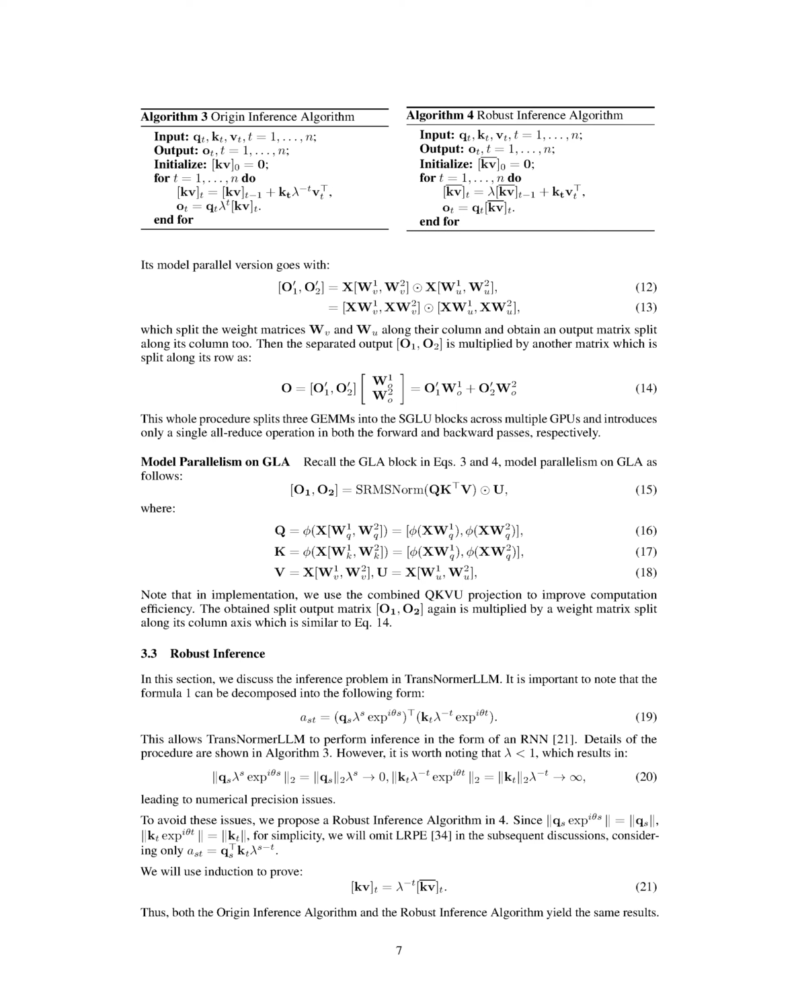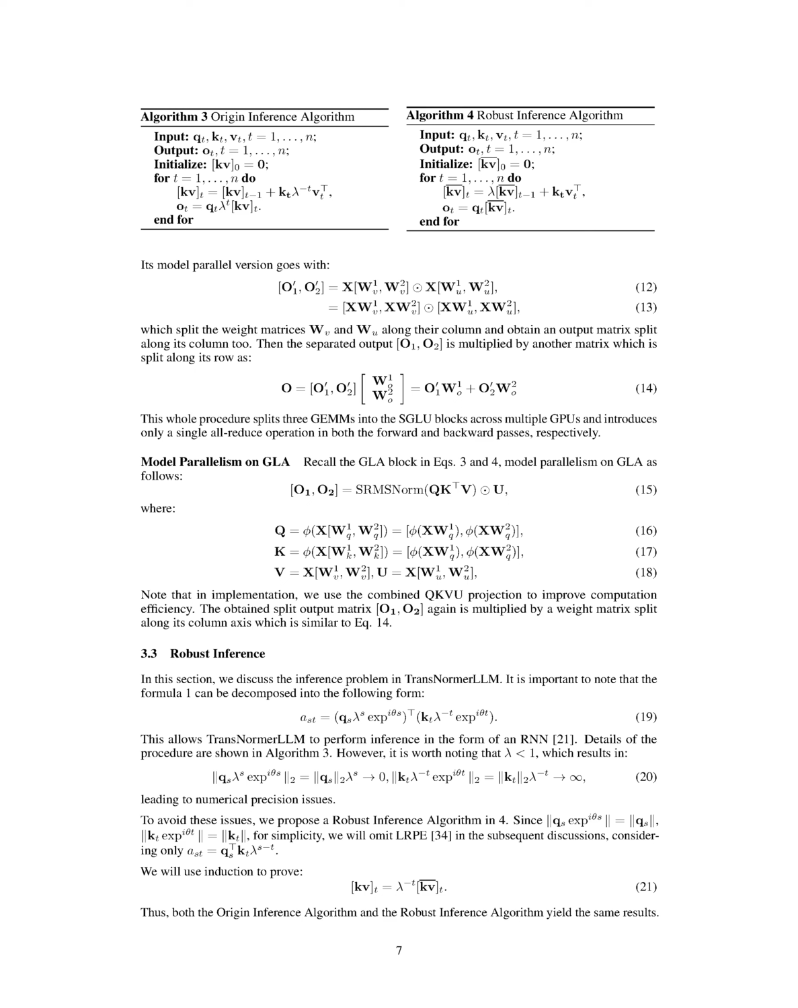Section: Model Parallelism on SGLU. Let's discuss model parallelism on SGLU and GLA, and robust inference in the TransNormerLLM model. Firstly, let's recall the SGLU structure. It involves a mathematical operation where we multiply two matrices, X and WV, and then element-wise multiply the result with the product of X and W. The result is then multiplied by another matrix, W.